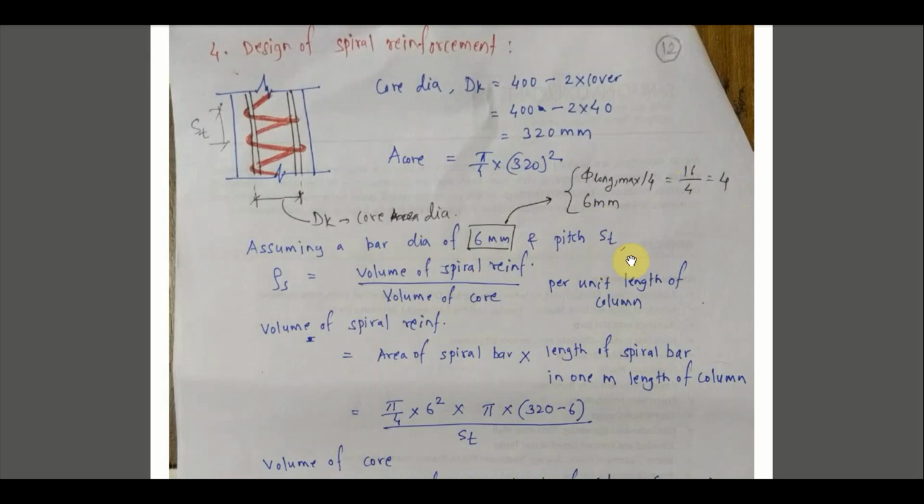So pitch ST निकालने के लिए what we have to do, we have to find this factor rho s. Again, this is from IS 456 clause 39.4. Volume of spiral reinforcement upon volume of core per unit length of column. So volume of spiral reinforcement क्या होगा?